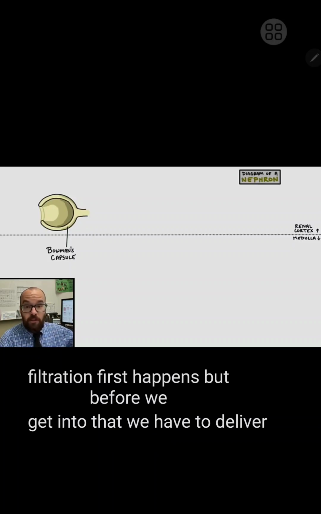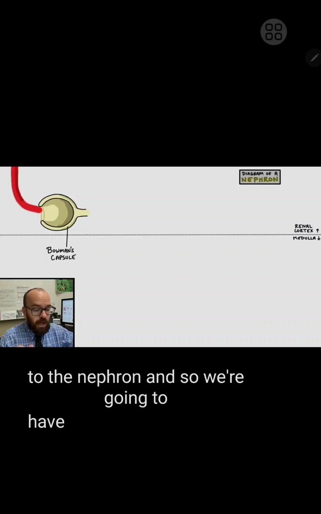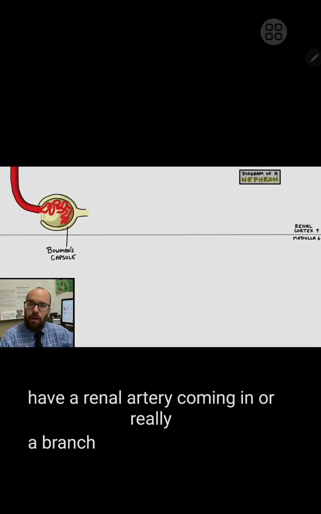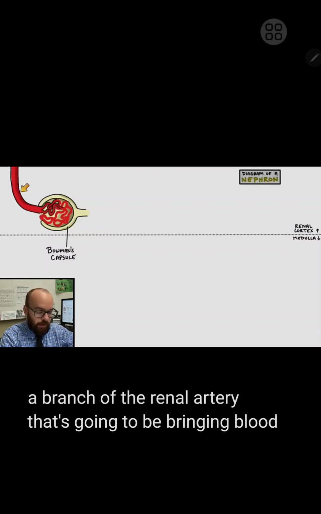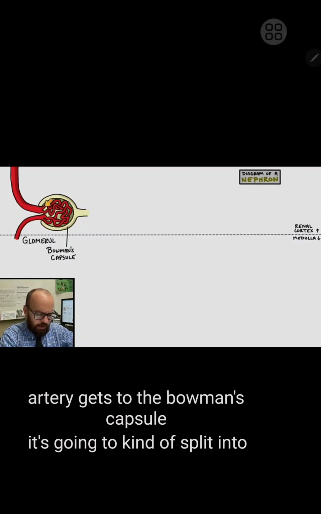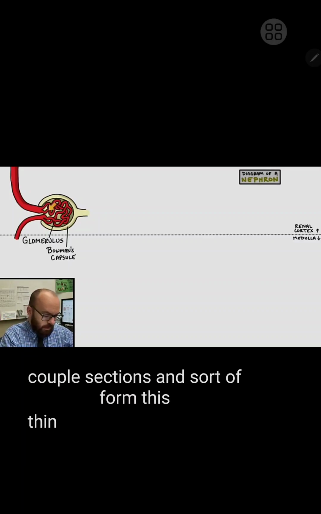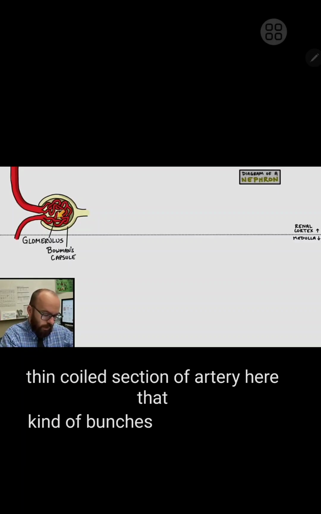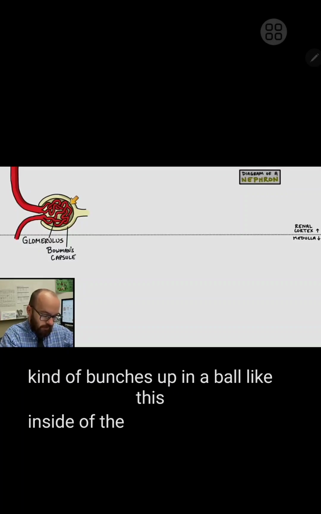But before we get into that, we have to deliver some blood to the nephron. And so we're going to have a renal artery coming in, or really a branch of the renal artery that's going to be bringing blood in. And if you notice here, once that renal artery gets to the Bowman's capsule, it's going to kind of split into a couple sections and sort of form this thin, coiled section of artery here that kind of bunches up in a ball like this inside of the Bowman's capsule.